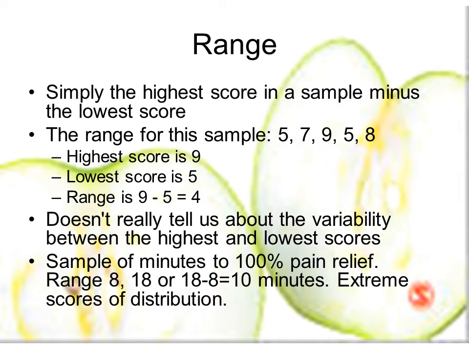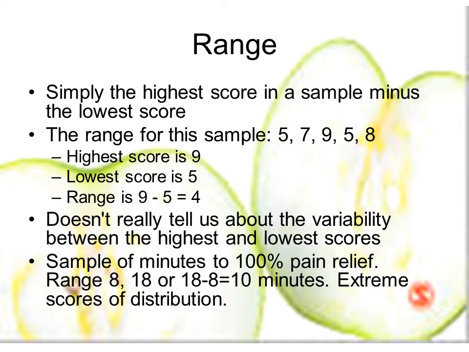But if we look at something such as a sample of minutes to 100% pain relief, say from a headache, and our values are 8 and 18, the highest being 18 minutes and the lowest being 8 minutes, we would subtract 8 from 18, which would give us 10 minutes, and that would be our variability.